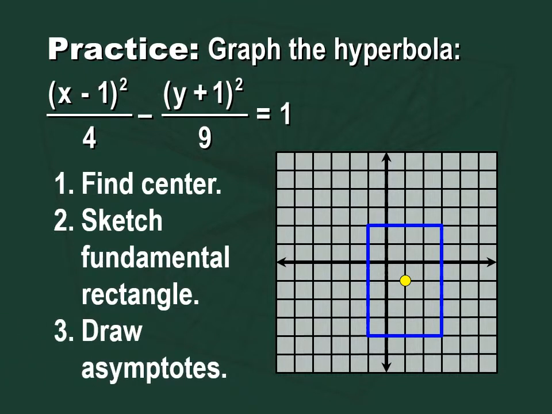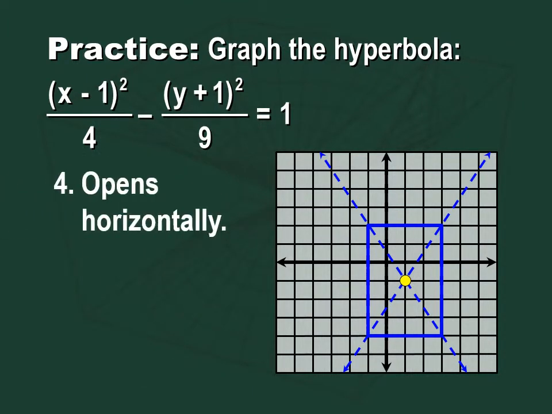From that rectangle, you're going to draw your asymptotes. Now, you could calculate the equation of the asymptotes, and some problems will ask you to do that. If they don't ask you to actually give the equation of the asymptotes and you just have to draw them, all you need is your fundamental rectangle. You're just going to sketch a diagonal through that rectangle, and those are your asymptotes. Okay?